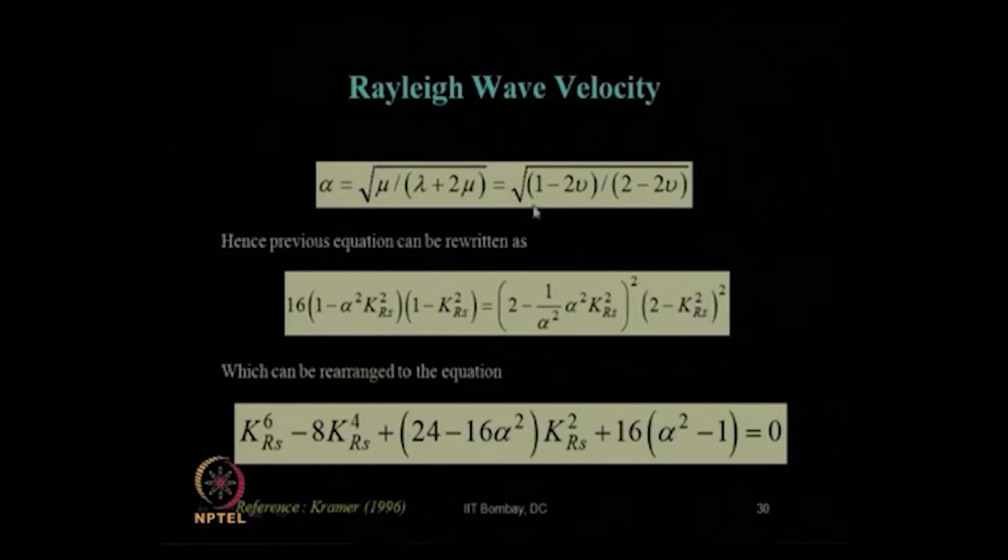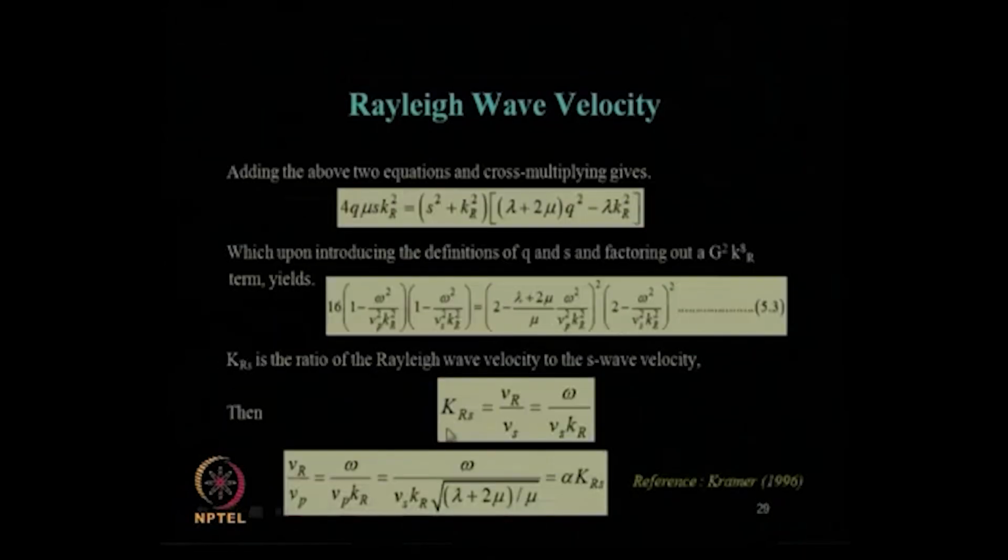So, this is the alpha expression, root over (1 minus 2 nu) by (2 minus 2 nu). This is a function of Poisson's ratio only. So, this alpha parameter is relating the V p to V s, that we have already seen. Now, we are applying the same alpha parameter for relating the Rayleigh wave velocity to the shear wave velocity.